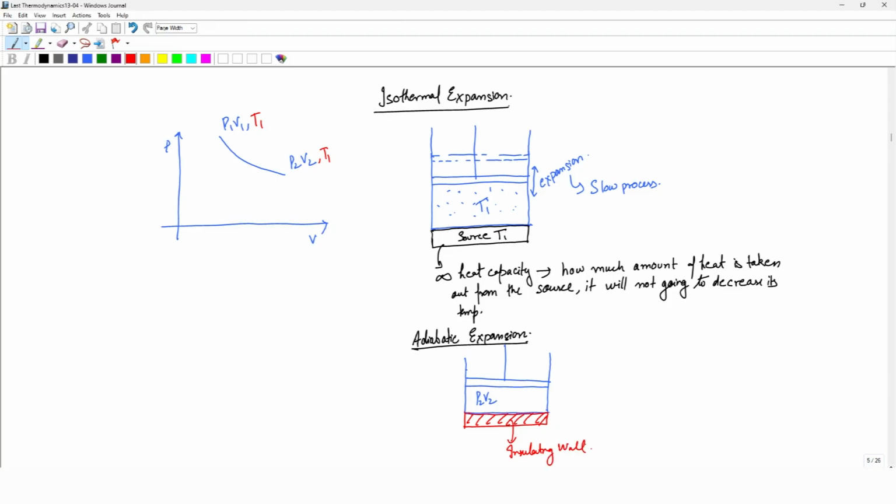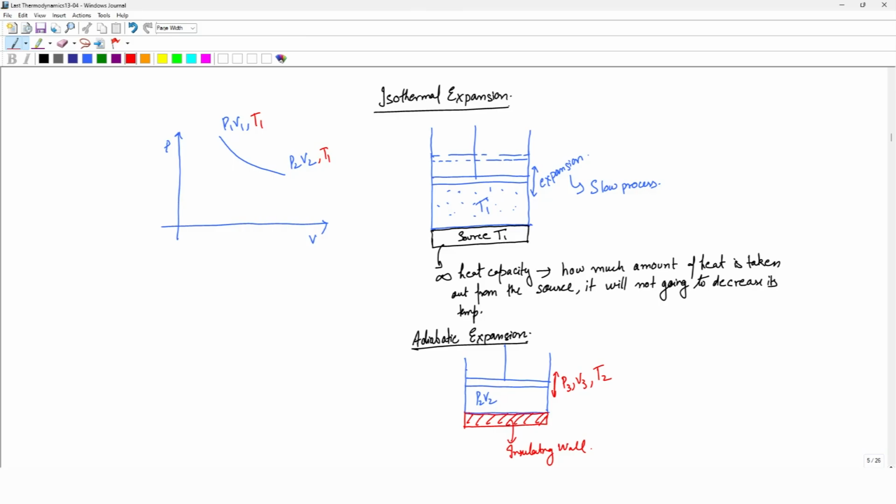Now this wall has become insulating. There is an expansion because there is a change in temperature. So temperature is going to change. So it will go from P2 V2 to P3 V3. So there is a slow expansion going from P2 V2 to P3 V3, and temperature becomes T2. This expansion keeps happening until it reaches temperature T2.